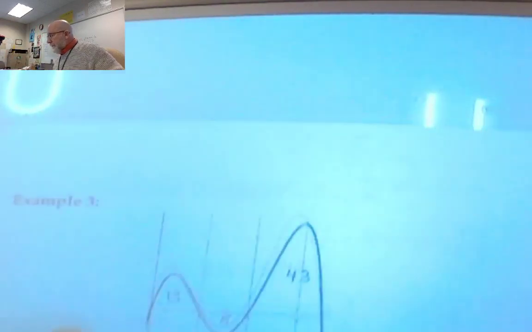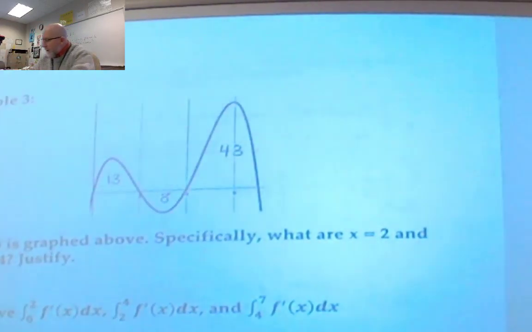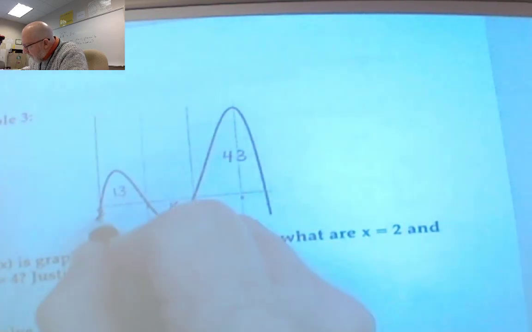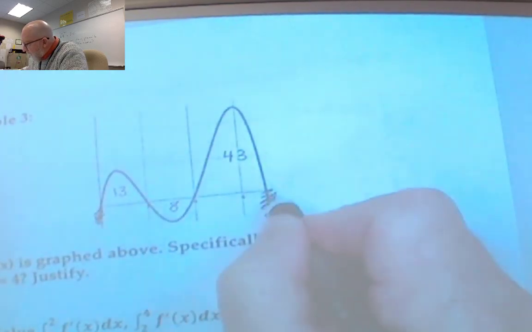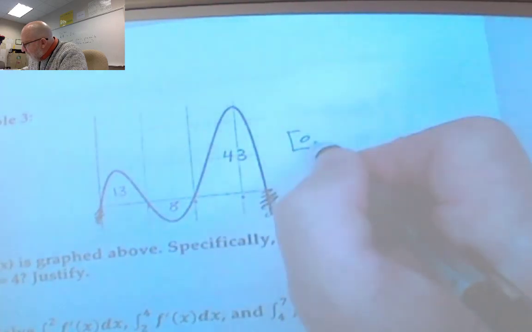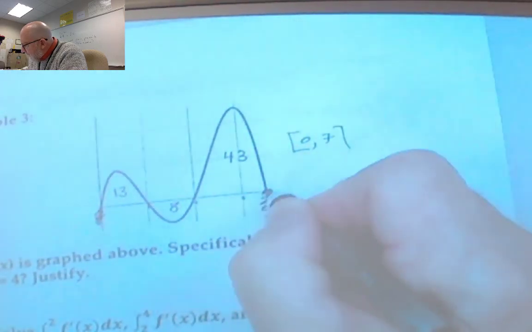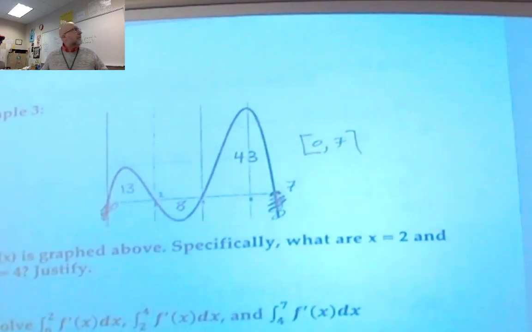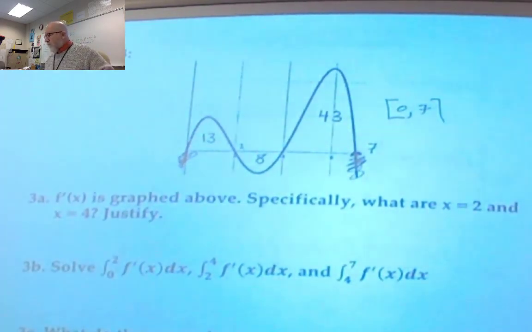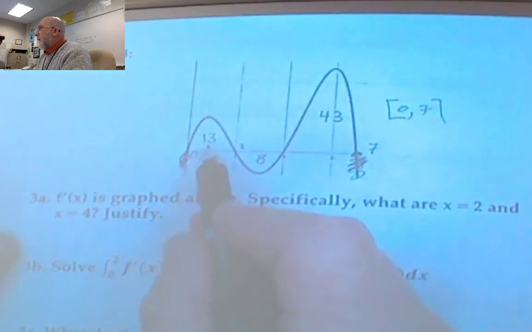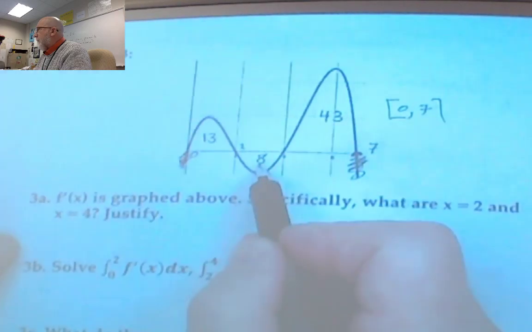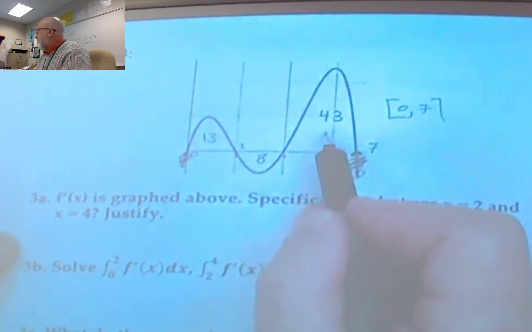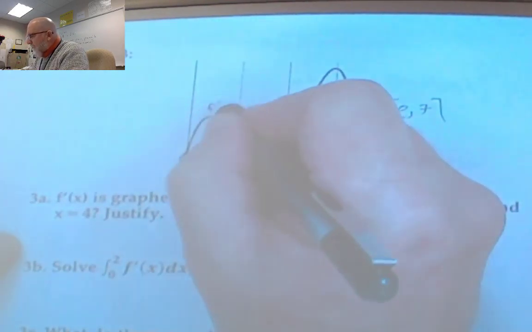Next page. I give you a beautiful graph. This part right here does not exist. This part does not exist. It is a closed interval from 0 to 7. So right here, this is 7. That's a 4. This is a 2. This is a 0. And this 13 is the area underneath the curve. This 8 is the area underneath the curve. This 43 is the area underneath the curve. This right here is f prime.